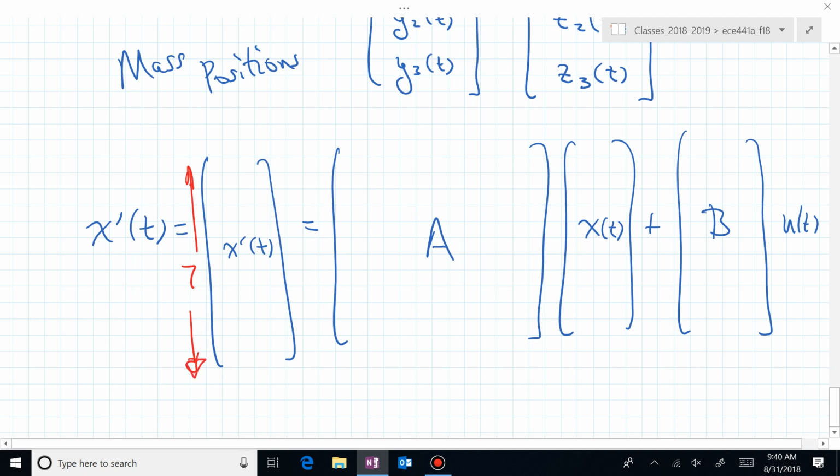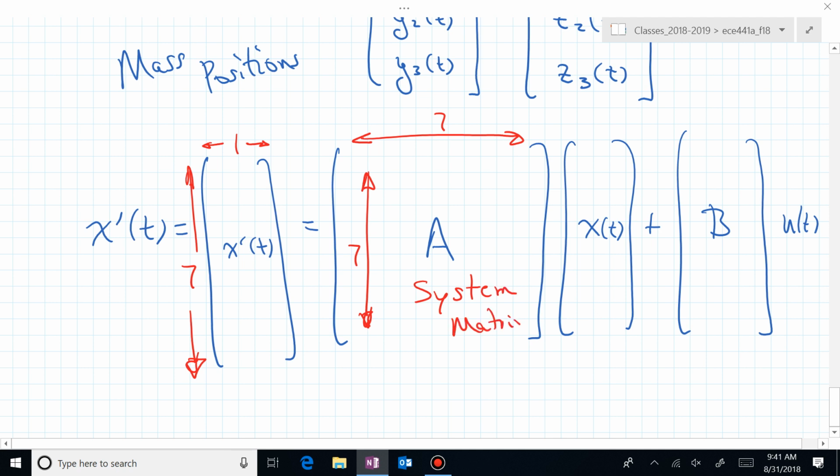It's 7 tall, isn't it? And it's 1 wide. So how wide is A? And it's 7 rows. A is always square, our system matrix. This is our system matrix. How wide is our input matrix?